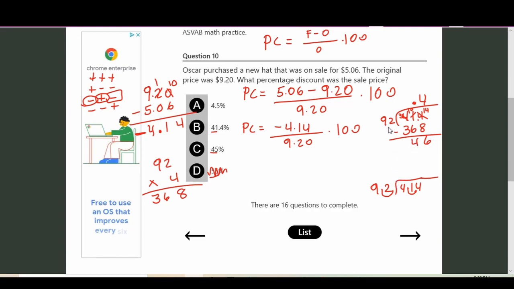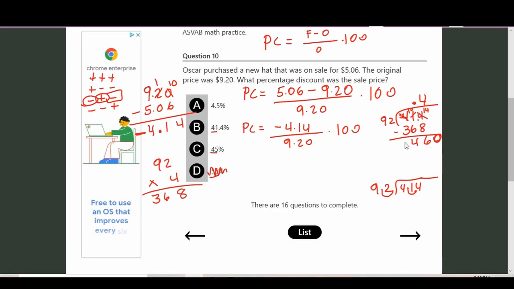Now I'm asking myself, how many times does 92 go into 46? It doesn't, but I'm allowed to drop down a free 0. Okay? So I can drop down that free 0 since I'm working down here and not up here without having to do anything. Now I'm asking myself, how many times does 92 go into 460?